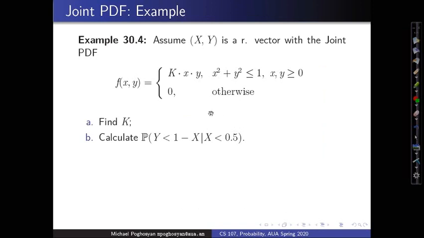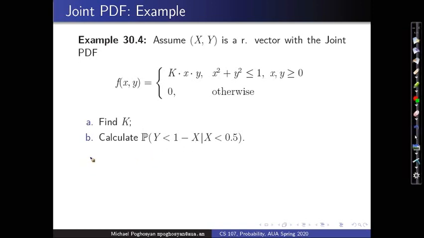Now the next problem. XY is a random vector with the joint PDF given by this. In this case, our domain, the support of f, where f is non-zero, is not rectangular. This is not half, but a quarter part of this circle. In that quarter part, f is k times x times y, and we need to find k and then calculate some conditional probability.